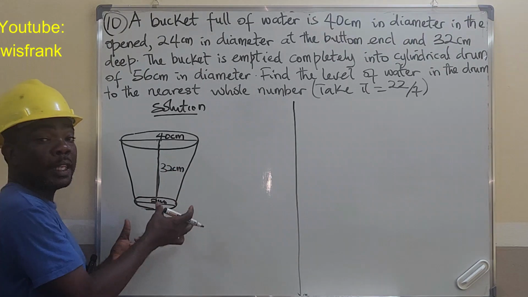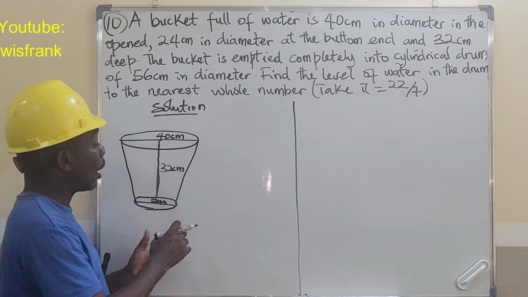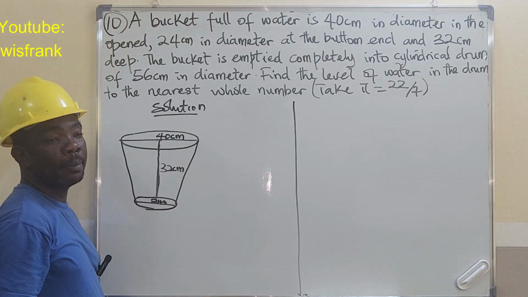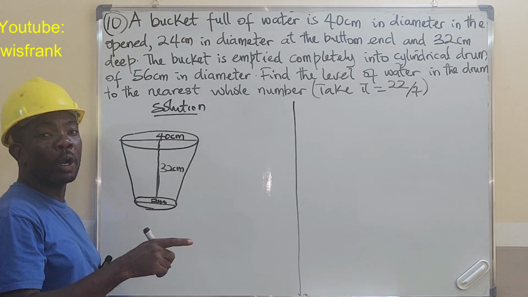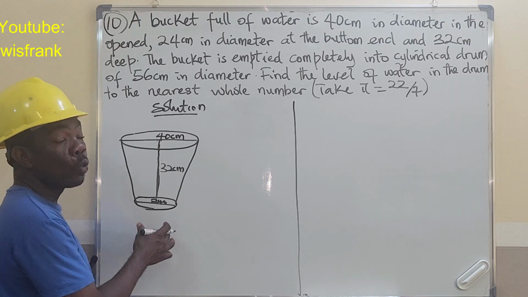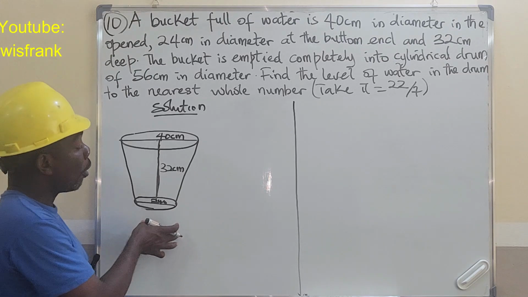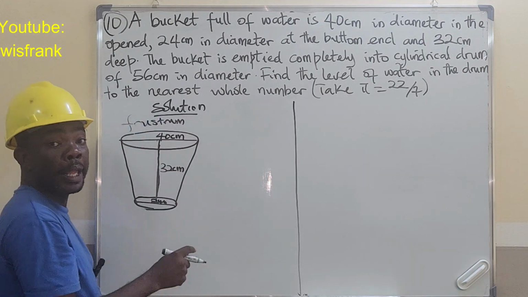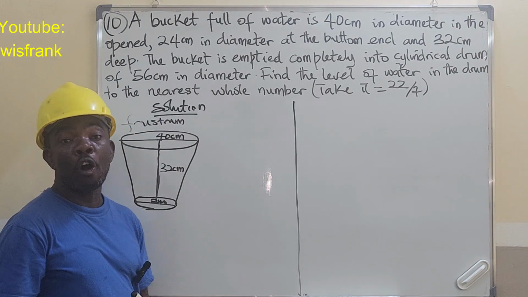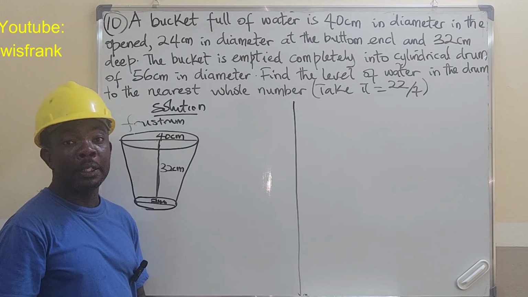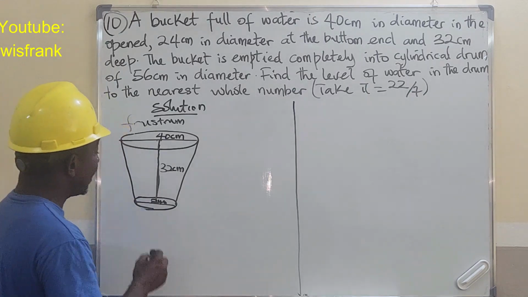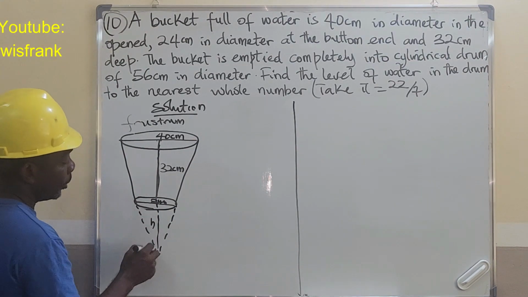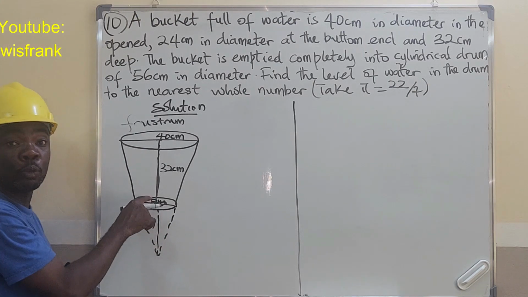Now, the water is filled in this bucket and was emptied into a cylindrical drum of 56 cm, and we're asked to find the height of the water in that drum. In this case, we first need to find the volume of this bucket, and we see that it is a frustum. A frustum is a solid shape that is cut off from a cone, and the lower part still remains a cone. So if we extend this lower part down this way, we have another height as h. We find out that this is the cone that the frustum was cut off from.